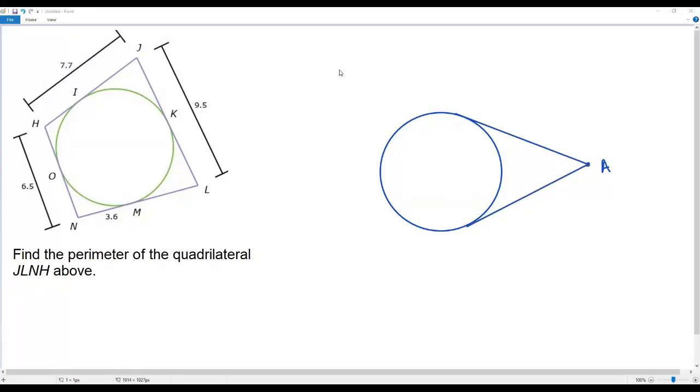Let's say this is point B, the point where the first tangent touches the circle, and this is point C, the point where the second tangent touches the circle. Whenever I draw two tangents to a circle from the same external point, like what I've done over here, the lengths of the two tangents must be equal. That is, the length of the tangent AB and the length of the tangent AC must be equal. Now I'm going to apply this concept in our problem to find the perimeter of the quadrilateral.